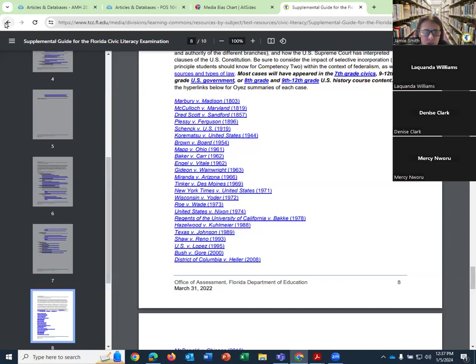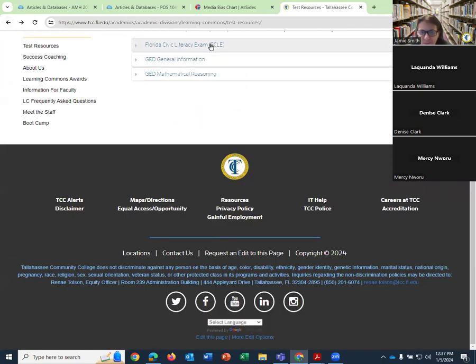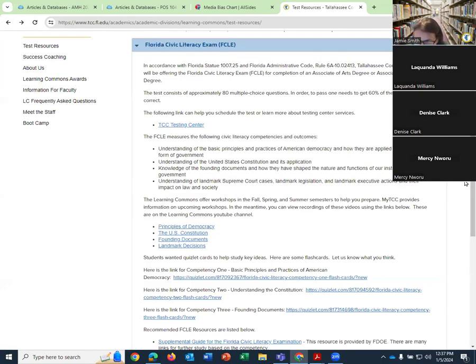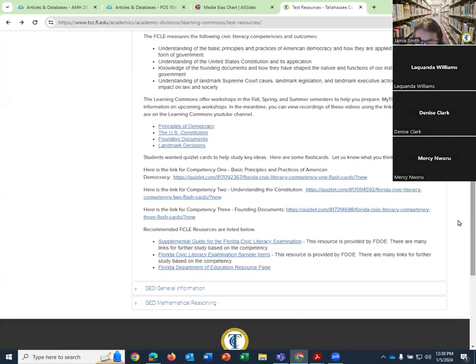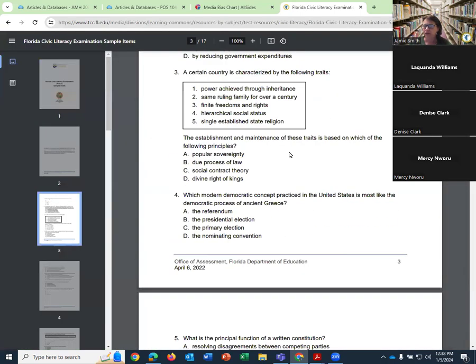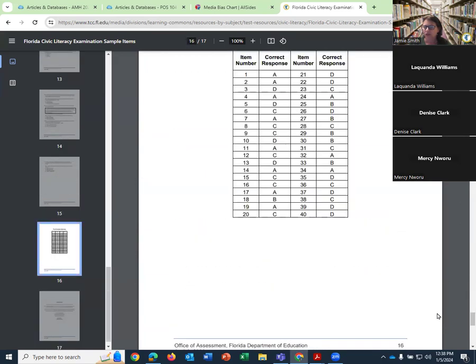But I also wanted to show you that you can take a sample test. It's, again, given by the Department of Education. And here are some sample items right here. You can just go through, and at the end, they give you the answers, so that you can print it out, because this is one of those print-out tests.